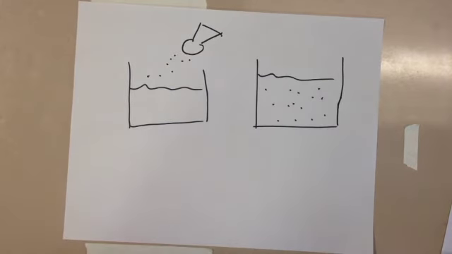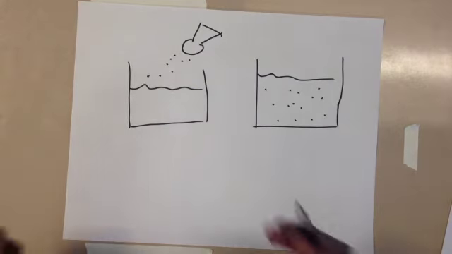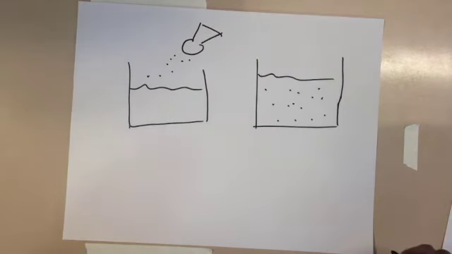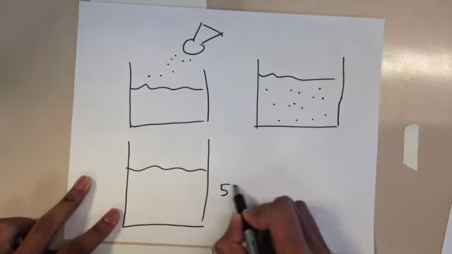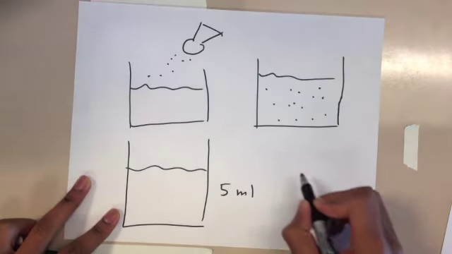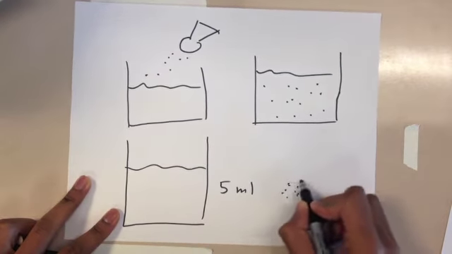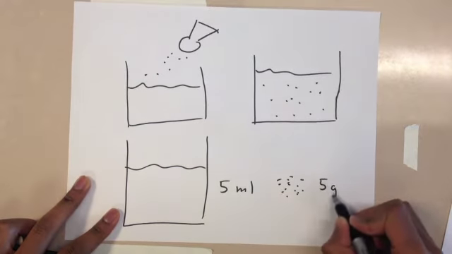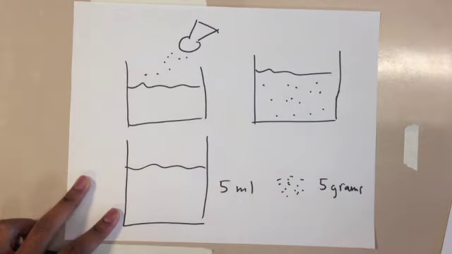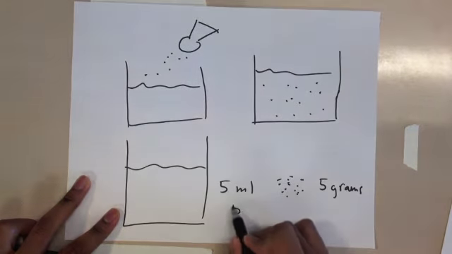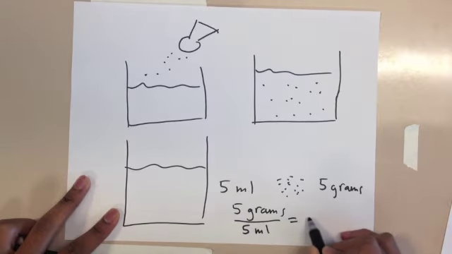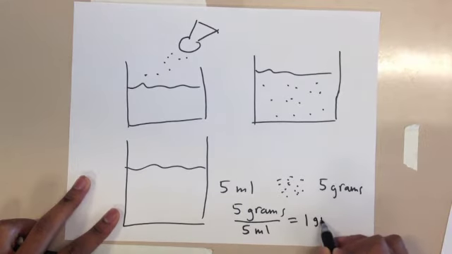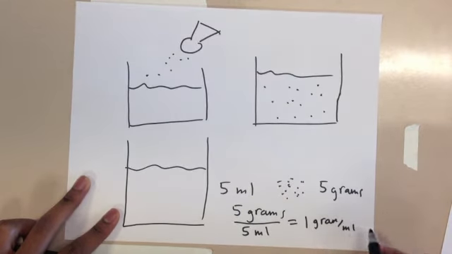This brings up the concept of density. Density is known as the amount of matter in a given space. So, if, for example, I had a beaker full of 5 milliliters of water, and to that I added 5 grams of salt, I would therefore have a density of 5 grams over 5 milliliters, which is equal to 1. The density would be 1 gram per milliliter. Now, let's look at some problems with density.